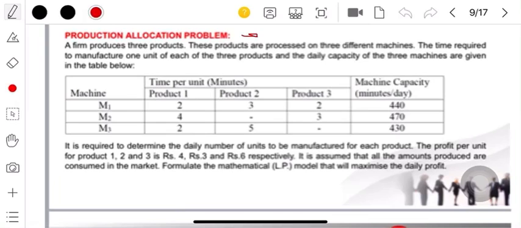So what we need to discuss is only the two variable problem, which we have to solve using the graphical method. We cannot solve it using any other technique.